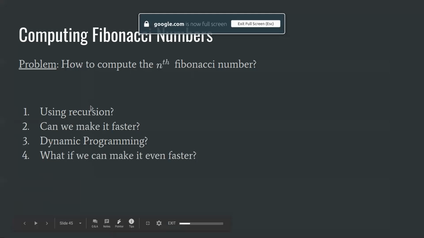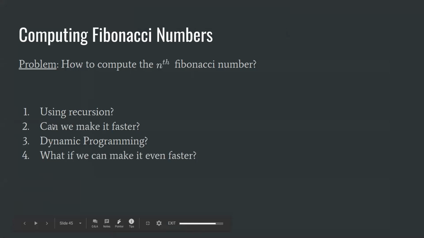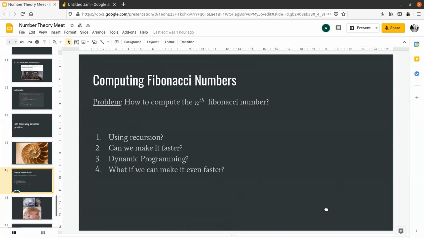Any ideas? I used recursion, which is pretty slow. I made it faster. I did dynamic programming. Can I make it even faster than O of n? Any ideas from what you have learned? Yeah. So Shantanu answered, I can do O of log n. That is a pretty amazing trick that I was pretty excited about when I learned it myself.